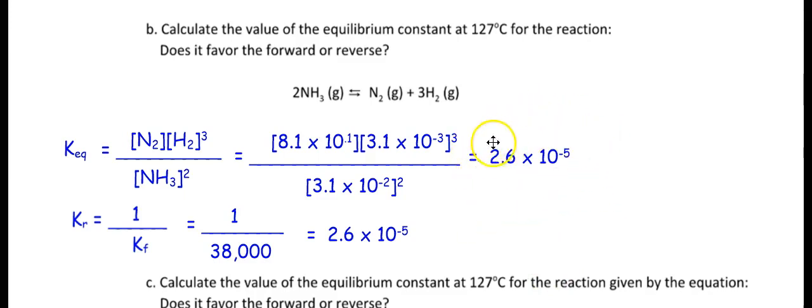Well, what kind of number is this? This is a pretty small number. It's like 0.0000026, isn't it? That's really small. So it favors the reverse reaction, all right? You're going to have a lot more reactants than products, okay? Sorry, I didn't write that down.